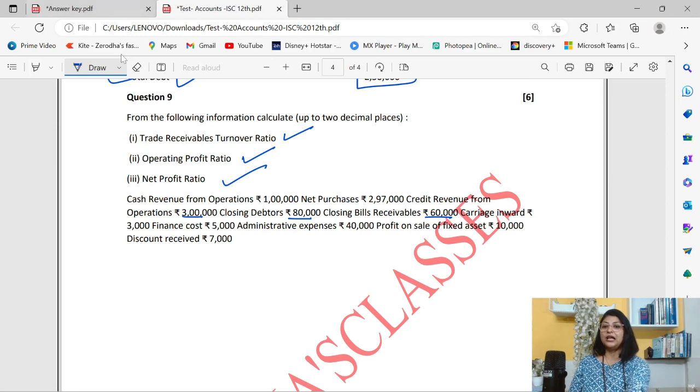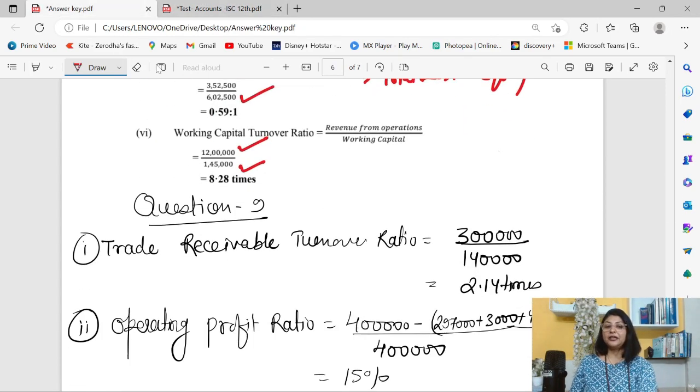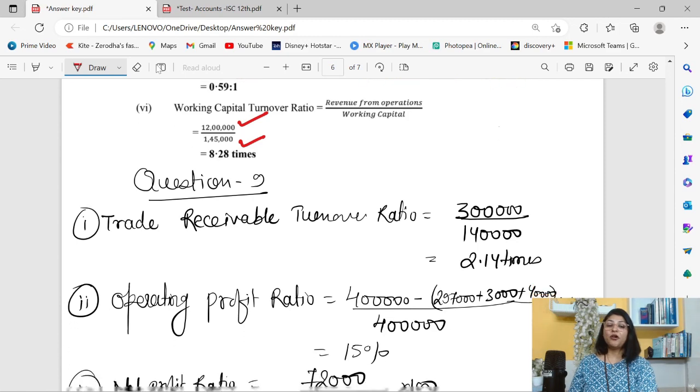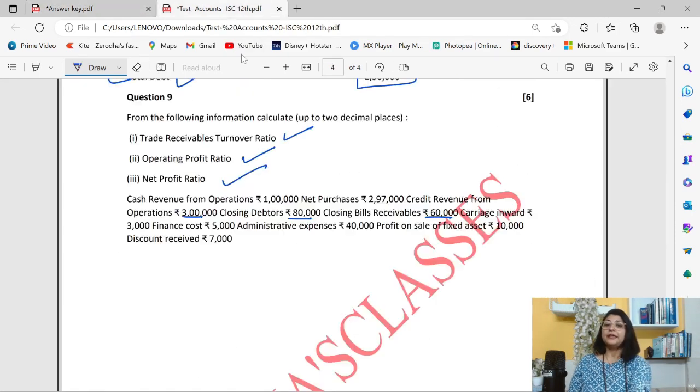Credit revenue from operation was also given clearly, 3 lakh rupees. So answer is 3 lakh divided by total closing debtors and closing bills receivable. So 3 lakh divided by 1,40,000, 2.14 times was the answer. Next was operating profit ratio. How do we find out operating profit? That is gross profit plus operating expenses minus operating incomes.